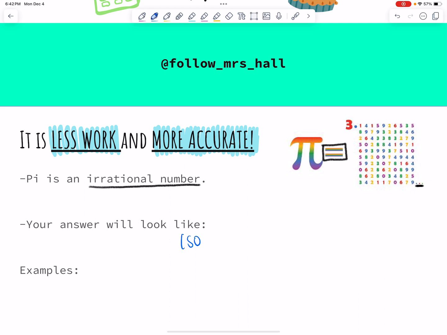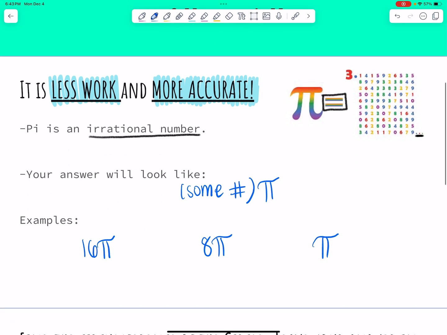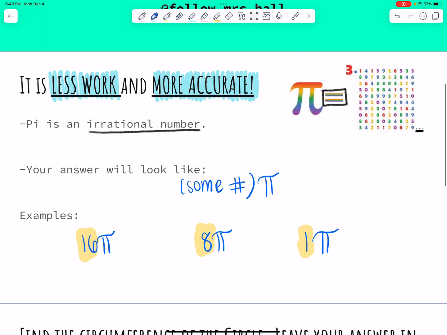So here's what your answer is actually going to look like. It's going to be some number of pies. There'll be a coefficient there, like maybe it is 16 pi, or maybe it is 8 pi, or maybe you only have 1 pi, but it's going to be a number in front of the pi symbol. That is what it looks like in terms of pi. So there would be an understood 1 right here.